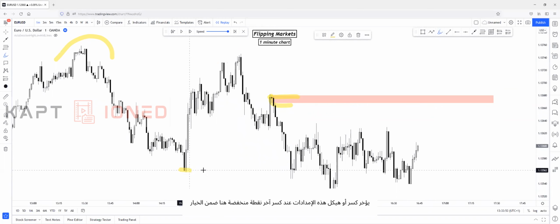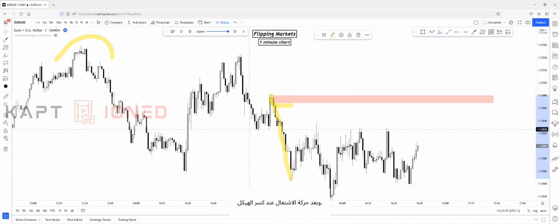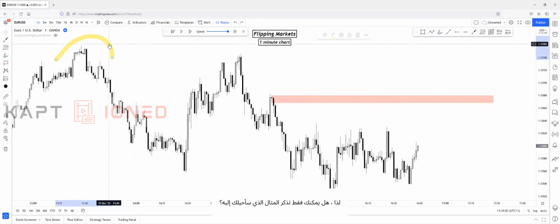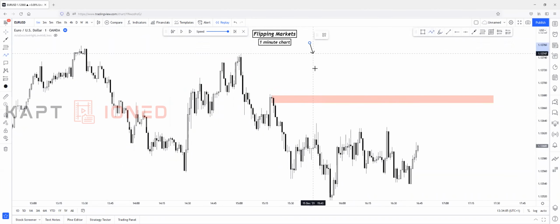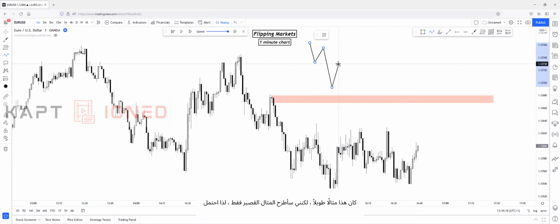This supply zone broke the last low point here with inefficient movement. And after the inefficient movement and the break of structure, it came for a pullback, but couldn't tap into this supply zone. So can you just remember the example that I drew for you? That was a long example, but I will just draw the short example. So just bear with me. So this was the example.